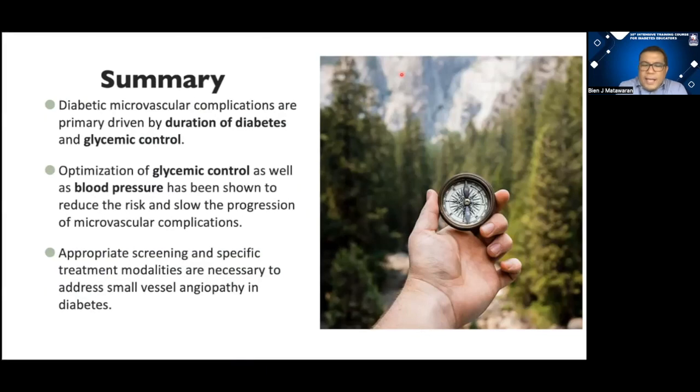In summary, diabetic microvascular complications are primarily driven by duration of diabetes and glycemic control, and optimization of glycemic control as well as blood pressure has been shown to reduce the risk and slow the progression of microvascular complications. I should have added lipid control as well. And appropriate screening and specific treatment modalities are necessary to address small vessel angiopathy in patients with diabetes mellitus.